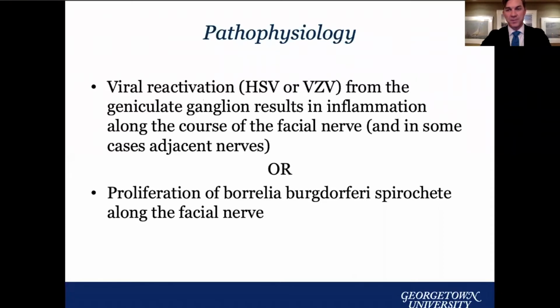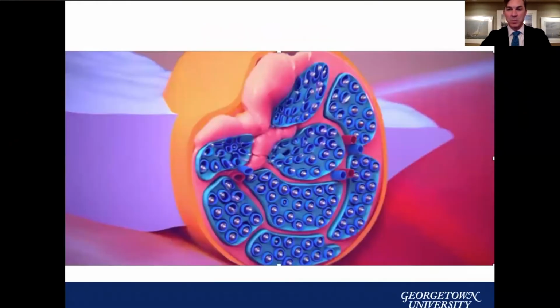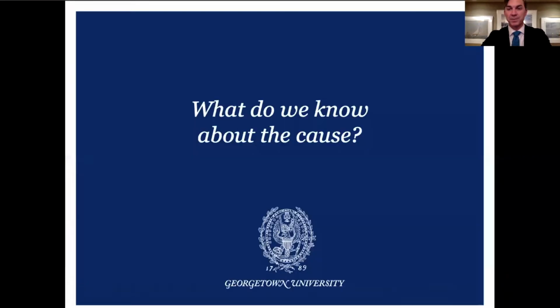So the pathophysiology of facial palsy is known to be either viral reactivation of the herpes simplex or zoster virus from the geniculate ganglion that travels along the facial nerve, resulting in inflammation of that nerve and sometimes neighboring nerves, or it could be from proliferation of the Borrelia burgdorferi spirochete associated with Lyme disease. When this happens, the nerve gets inflamed. You can see here inside the epineurium, between the perineurium and epineurium, is all this inflammatory edema that ultimately causes compression, neuropraxic, and sometimes axonotmetic injury to the facial nerve.